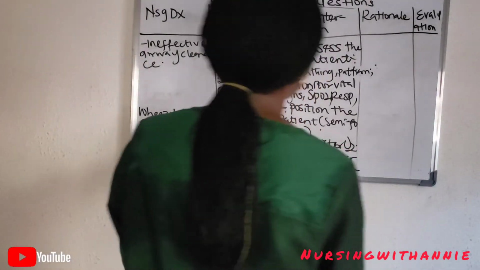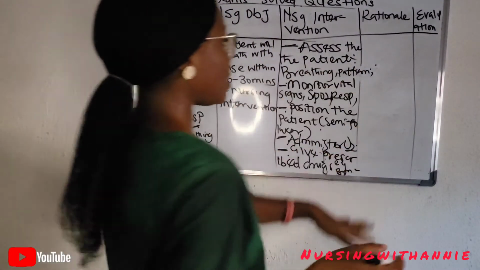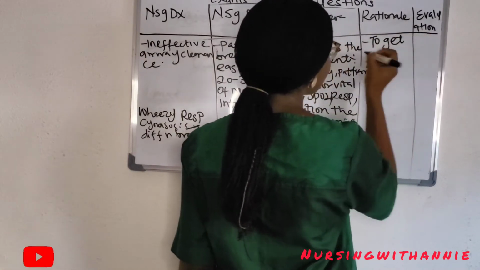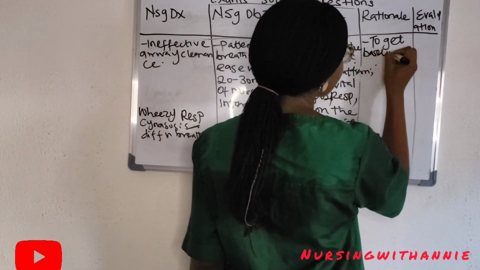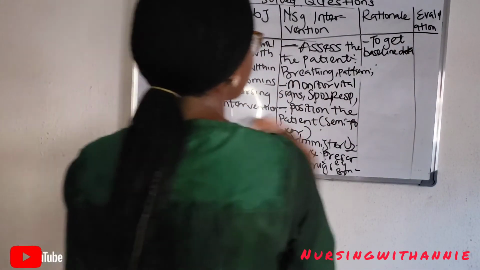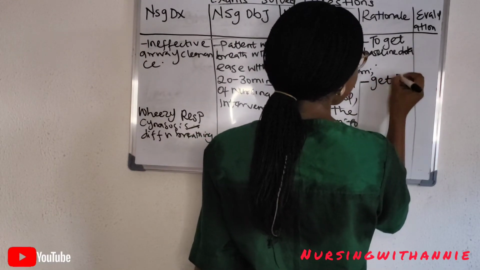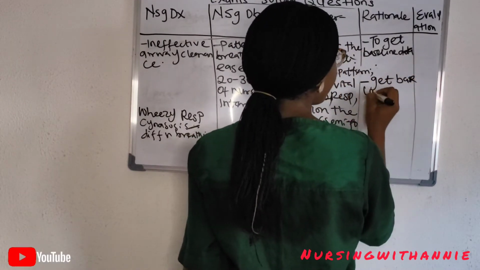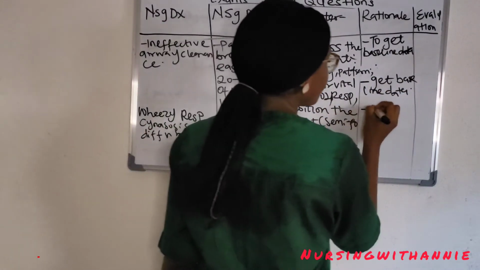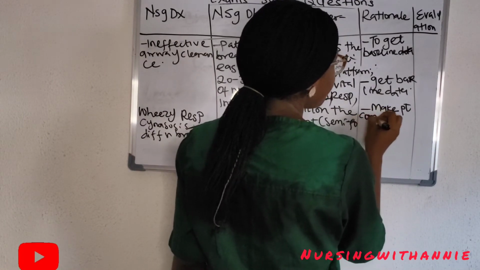So the rationale behind assessing the patient is to get my baseline data. You have to get your baseline data so you could know what you're working with. Monitoring your vital signs also is to get baseline data. Positioning the patient is to make the patient comfortable and also prevent complications.